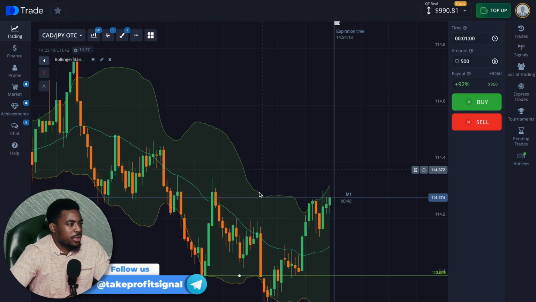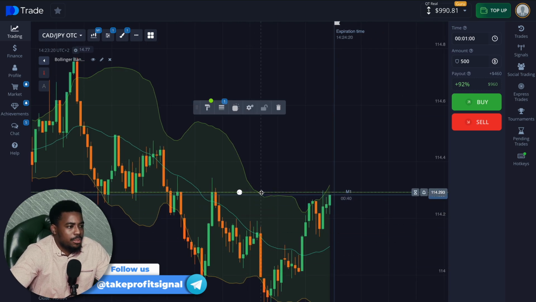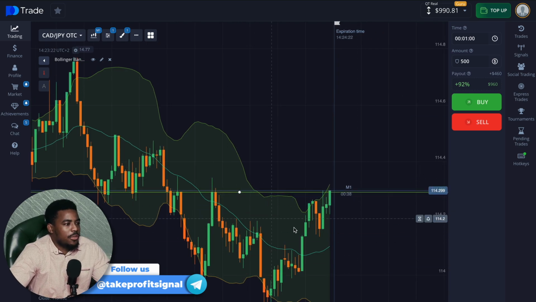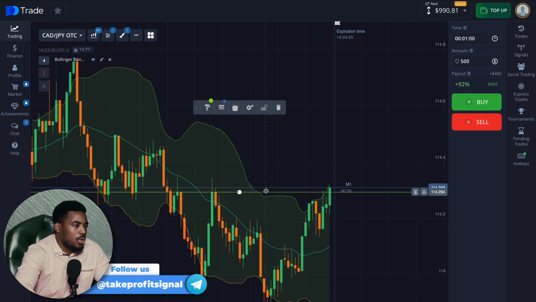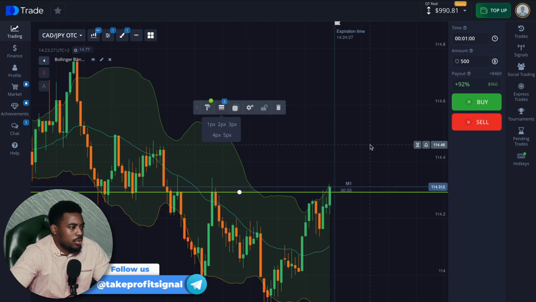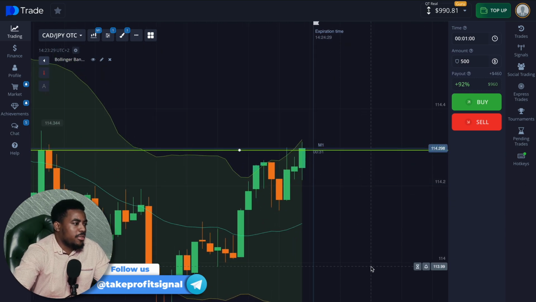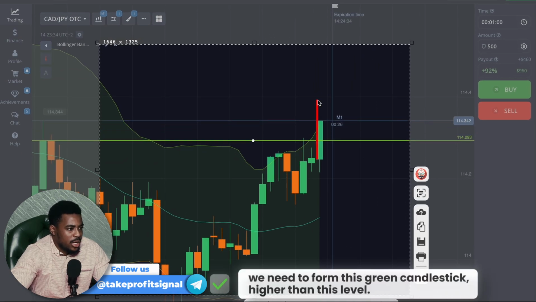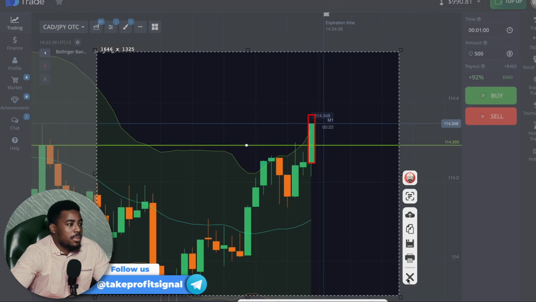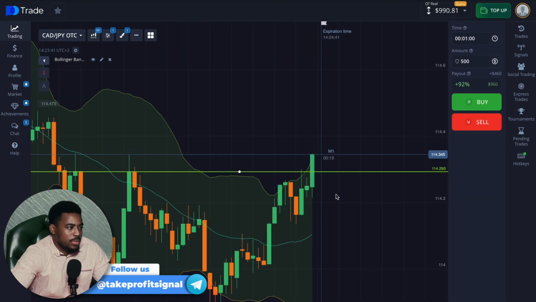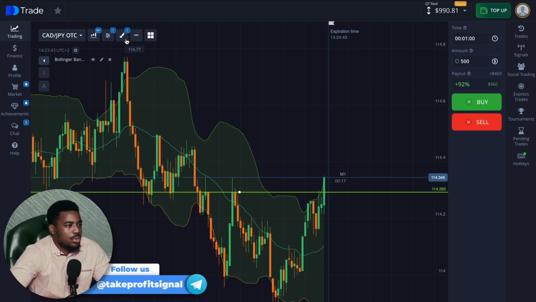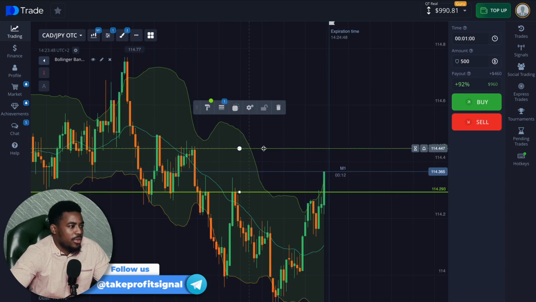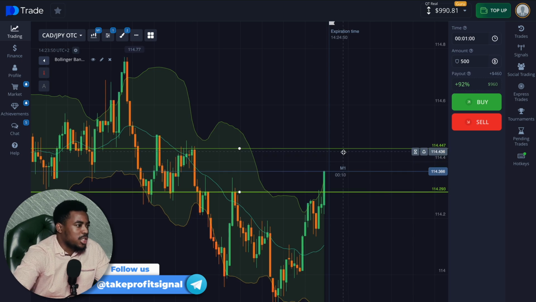Now, in order to make a trade on the upside, it is extremely important for me that the chart fixes above this level. We can mark it in a bolder color. For this, we need to form a green candlestick higher than this level, that is, with its body completely above it. We will enter here to go up to the next level. We see that nothing prevents us, and the next level is here.